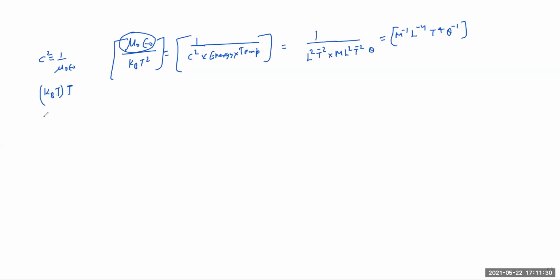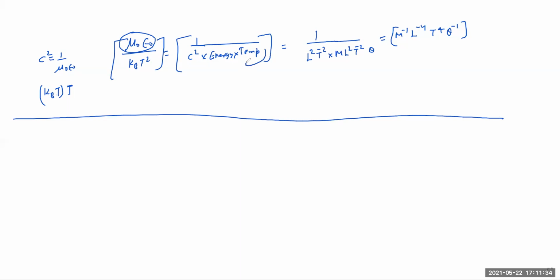Sir, but how did the theta come? The temperature. This is temperature. So we write temperature as theta, not T. T is for time. Here T is temperature, because this is a formula. In dimension for temperature, what do we write? We are substituting the dimension, right?